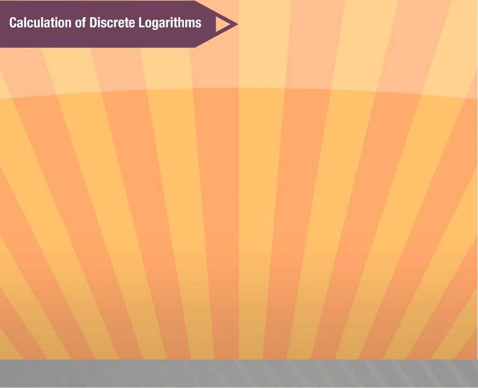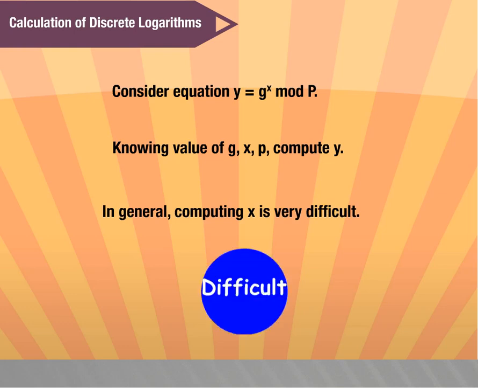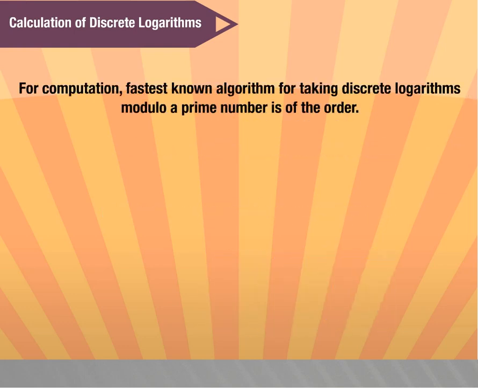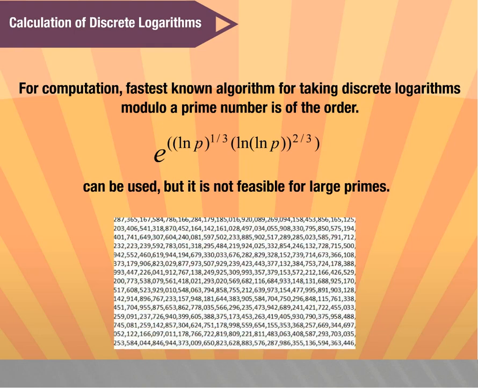Calculation of discrete logarithms. Consider the equation y is equal to g^x mod p. Knowing the values of g, x, p, we can compute y. In general, computing x is very difficult. For computation, the fastest known algorithm for taking discrete logarithms modulo a prime number is of the order e^((ln p)^(1/3) (ln ln p)^(2/3)). It can be used, but it is not feasible for large primes.